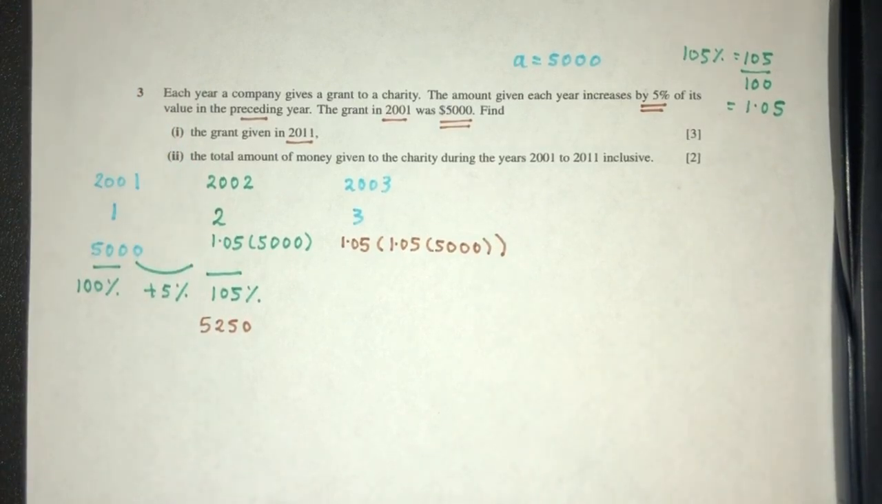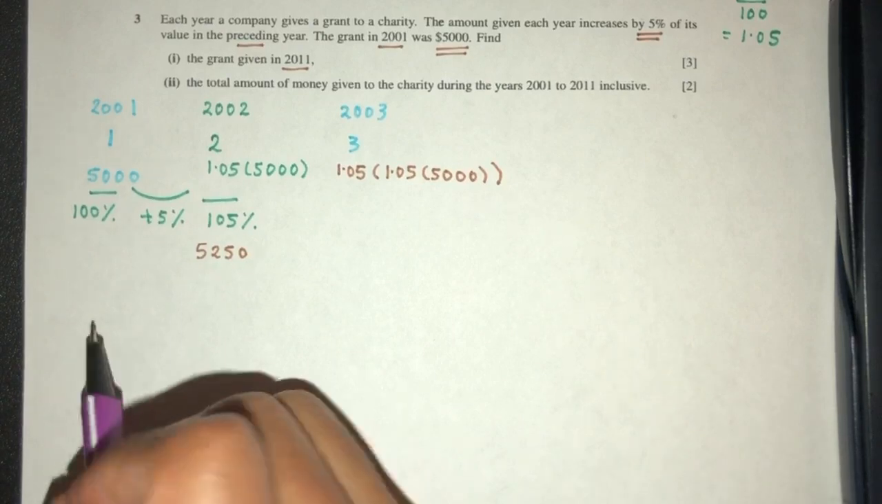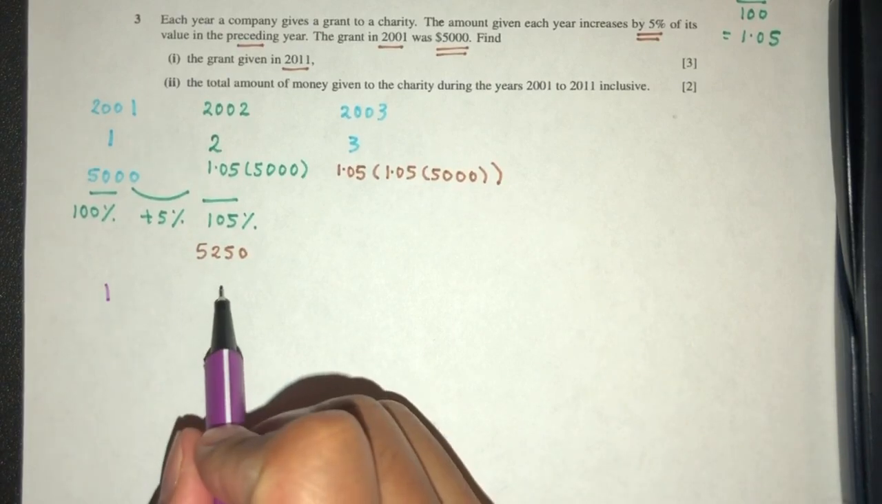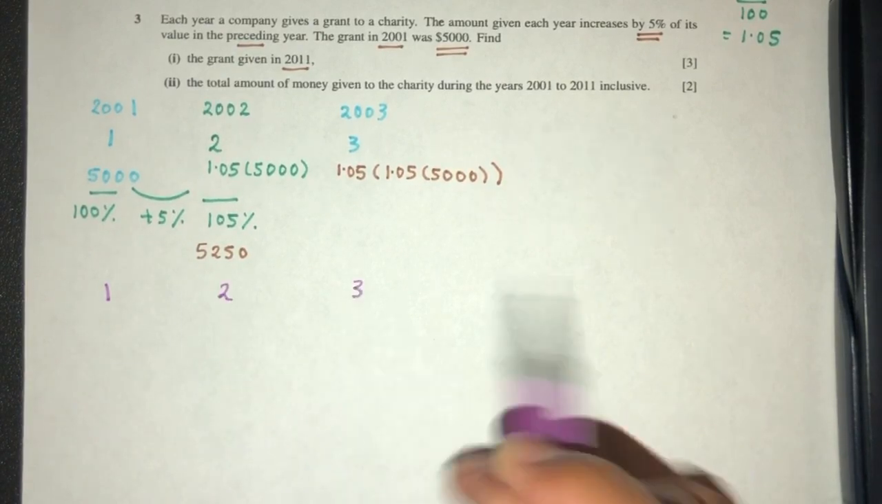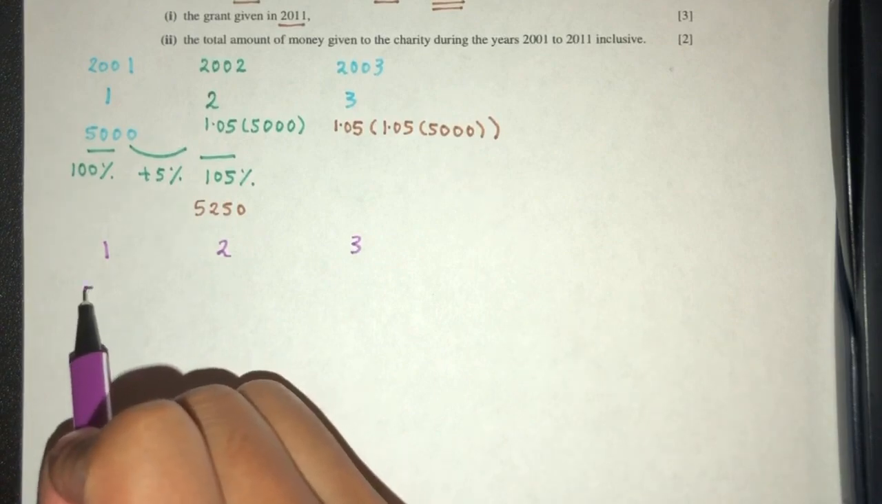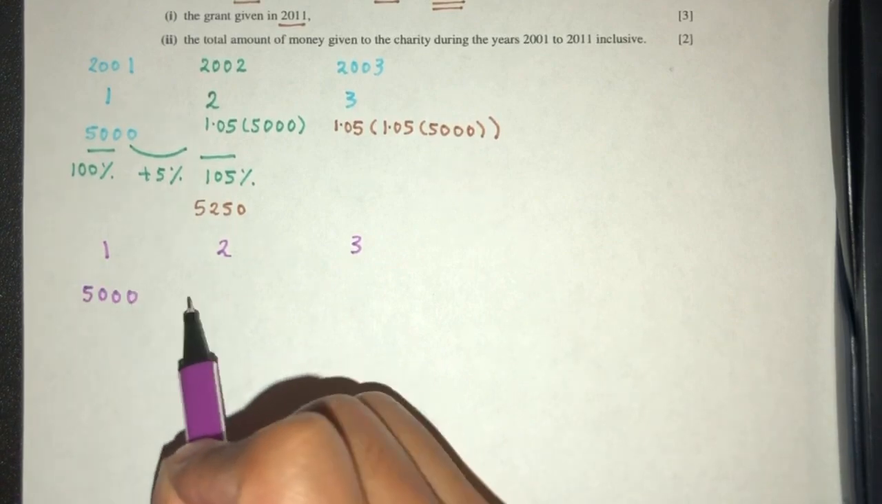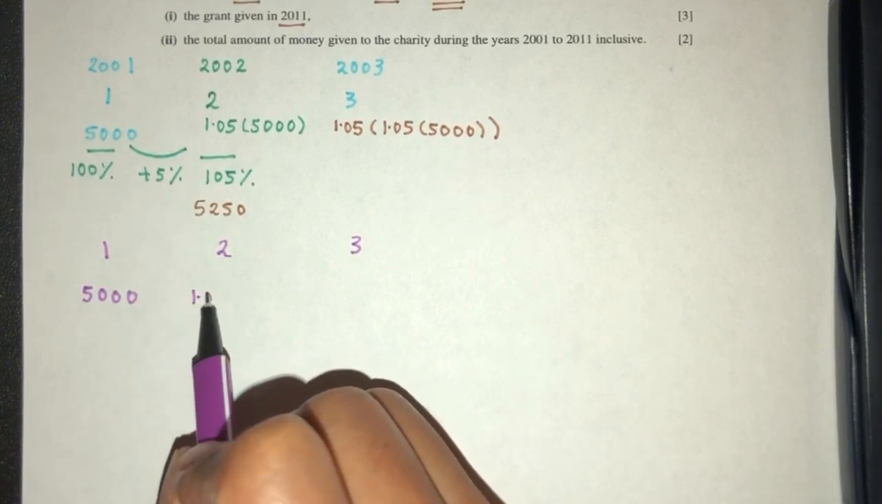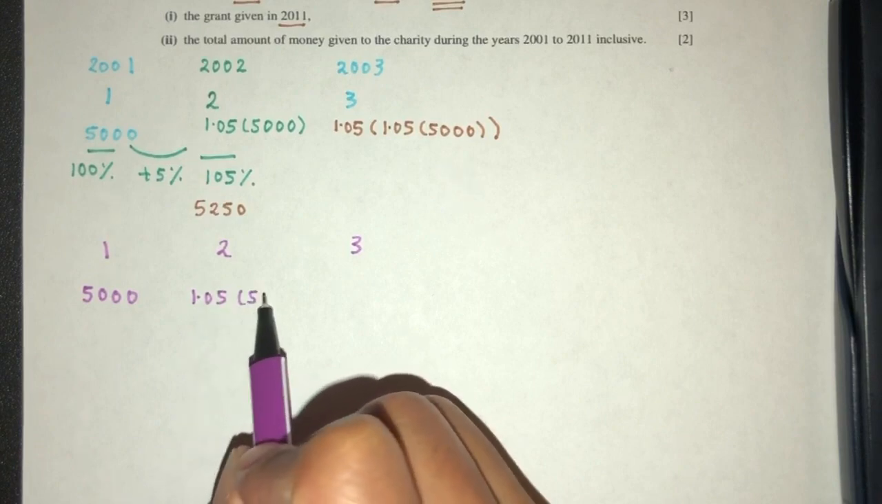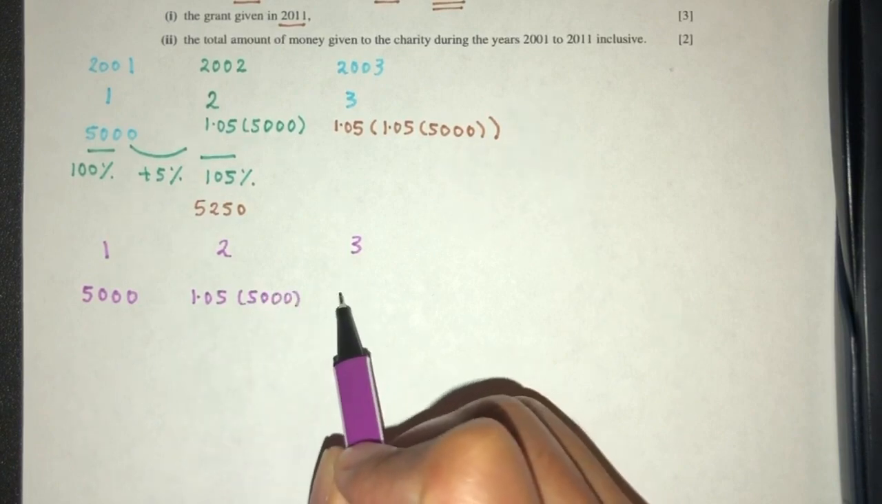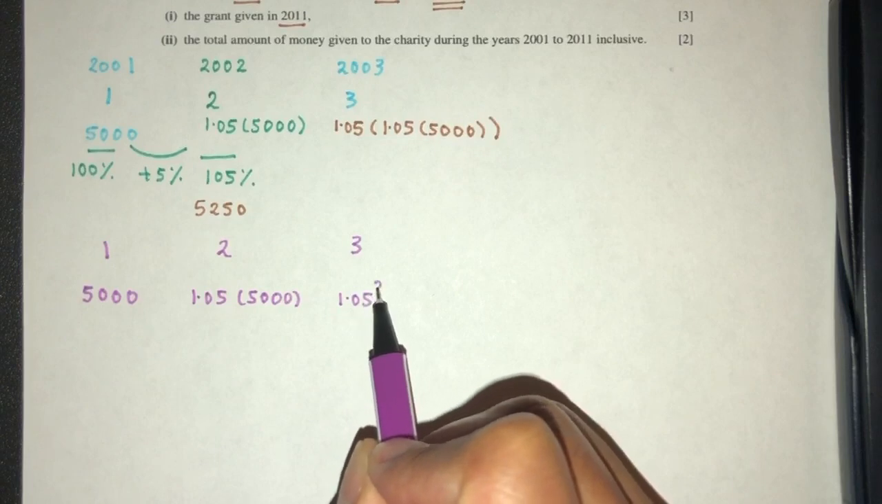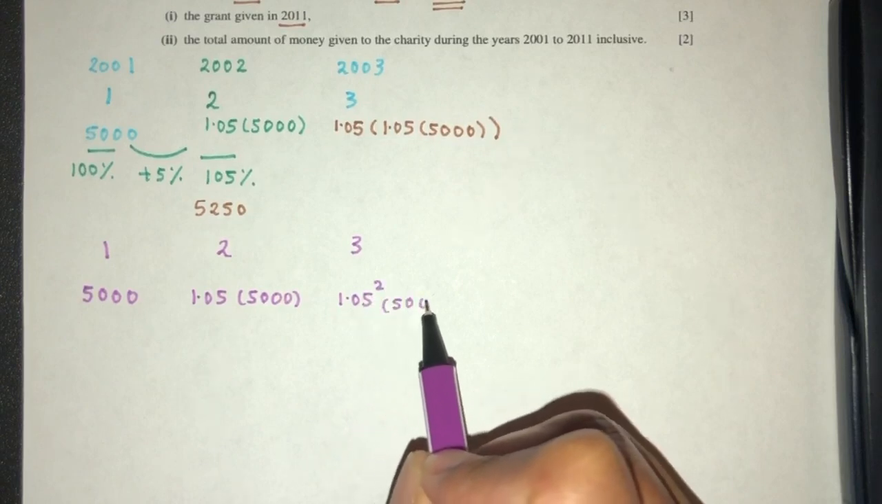So if I were to rewrite this down, let me make it kind of clear to see what's happening. This is term 1, 2, 3. I know the first term is 5,000. The second term is 1.05 times 5,000. And this is 1.05 squared times 5,000.